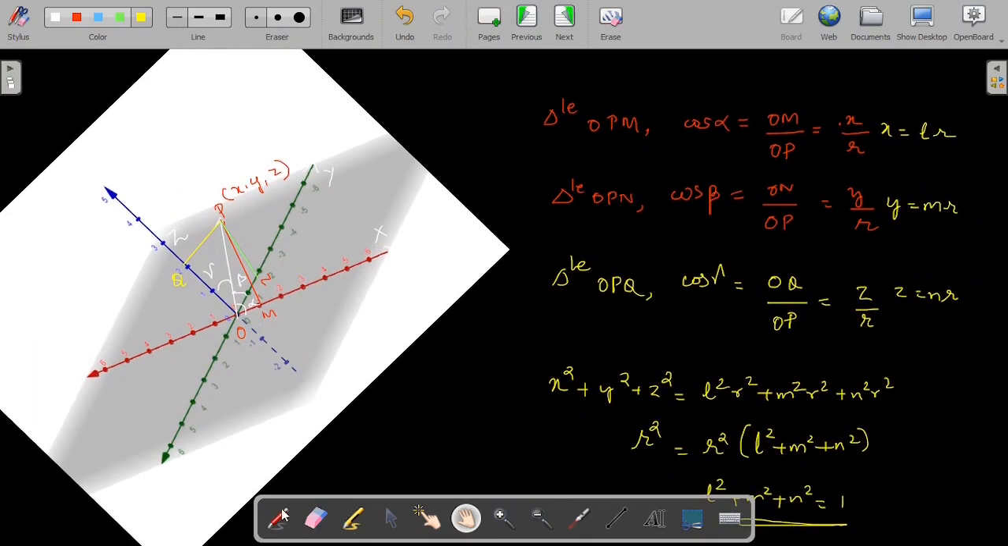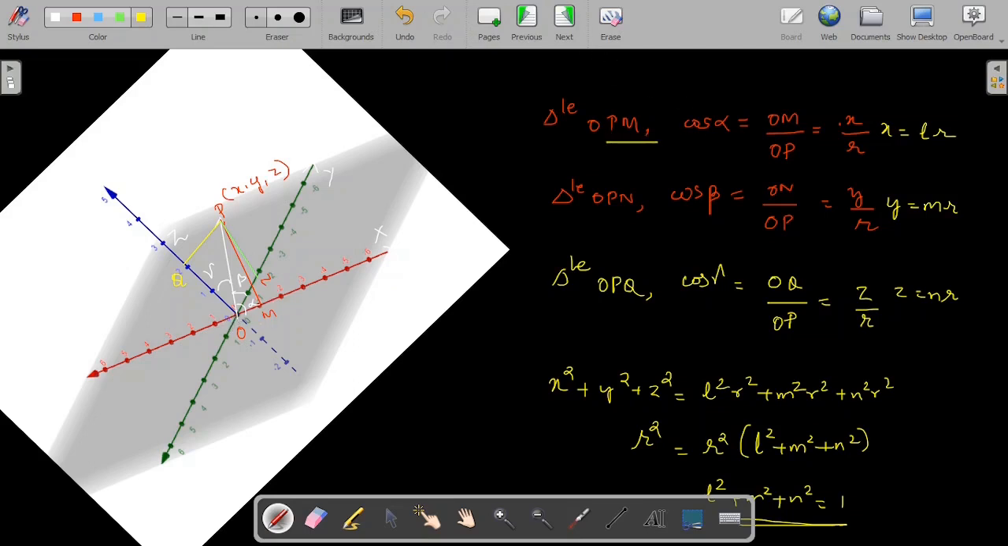I have considered a point in space here. The point in space is located using the ordered triplet x, y, z. Now this line OP makes an angle of alpha with the positive x-axis, beta with the positive y-axis, and gamma with the positive z-axis. Now what you should do is drop one perpendicular from the point to the x-axis. Then you will get a triangle OPM. This is a right angle triangle.